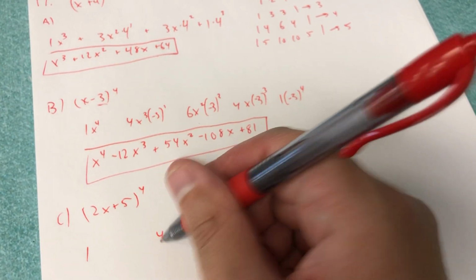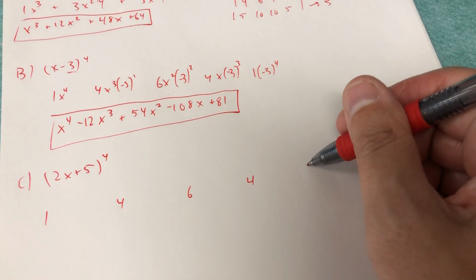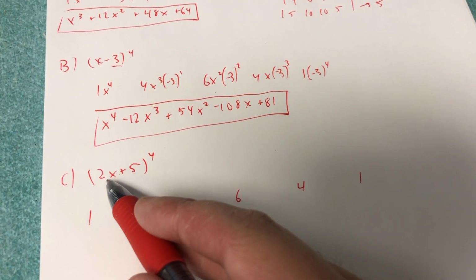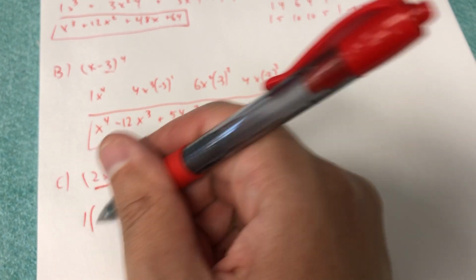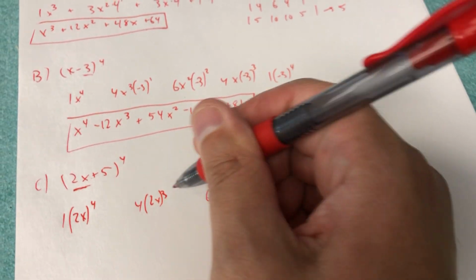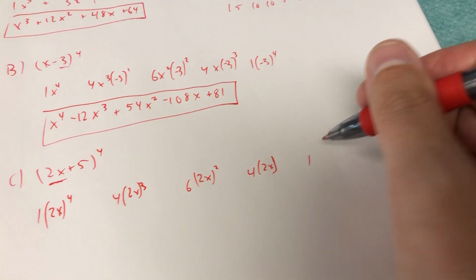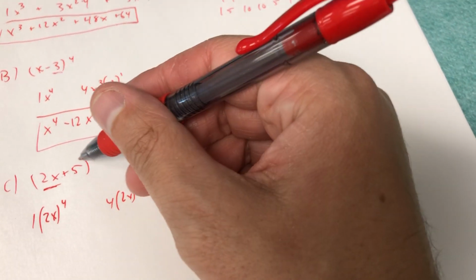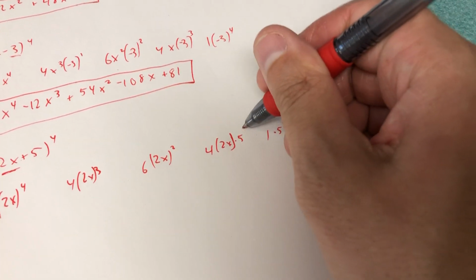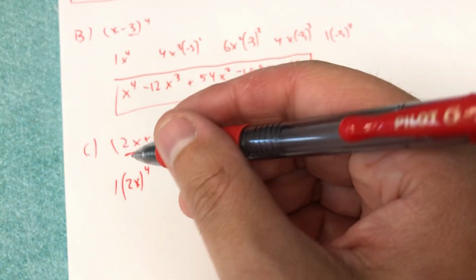It's still going to be the 1, 4, 6, 4, 1 pattern. Now, instead of decreasing powers of x, it's going to be decreasing powers of 2x. It's whatever's in this position. So it'll be 2x to the fourth, and 2x cubed, and 2x squared, and 2x to the first. And 2x to the 0, of course, is just 1. And then you're going to have decreasing powers of 5. You'll have a 5 to the fourth, you'll have a 5 cubed, you'll have a 5 squared, you'll have a 5 to the first. And you can just work all this out.